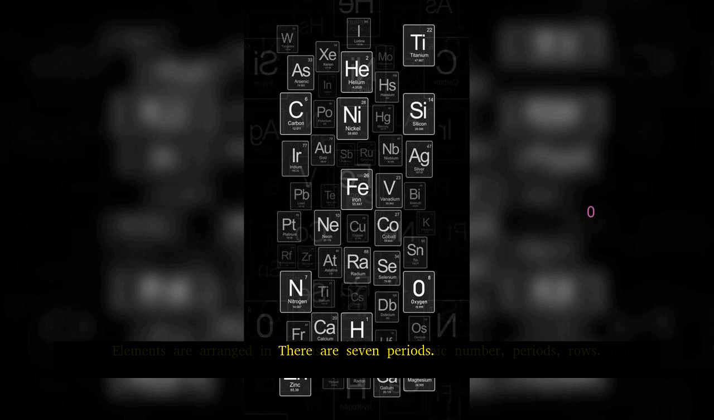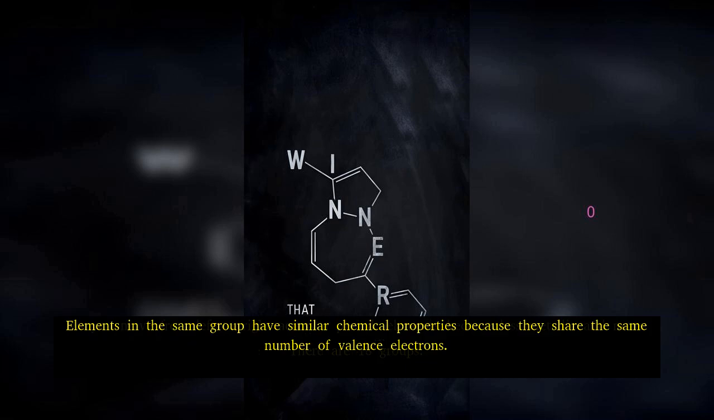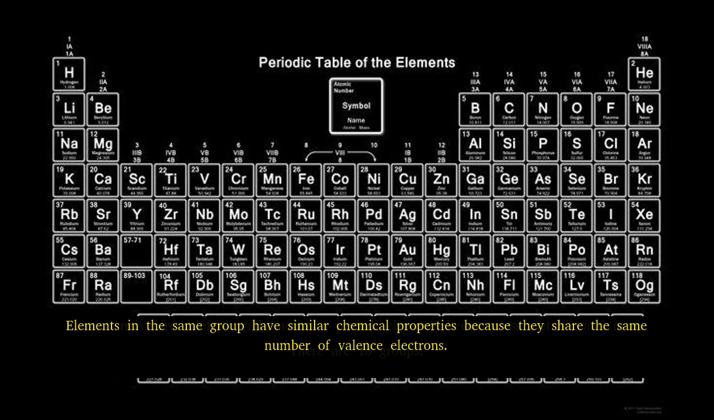Periods (rows): there are 7 periods. As you move from left to right across a period, elements become less metallic and more non-metallic. Groups (columns): there are 18 groups. Elements in the same group have similar chemical properties because they share the same number of valence electrons.